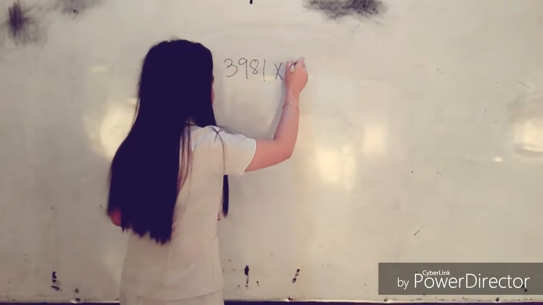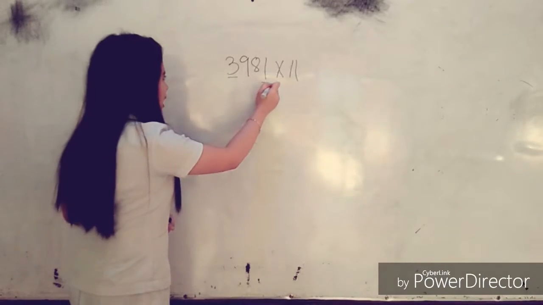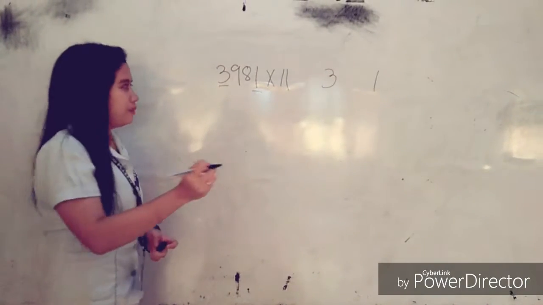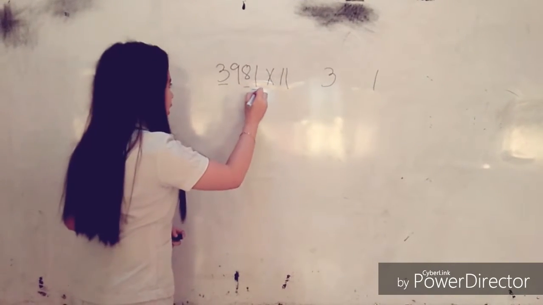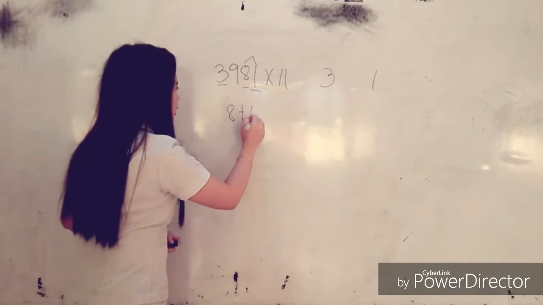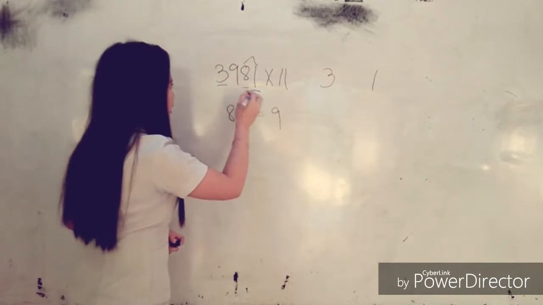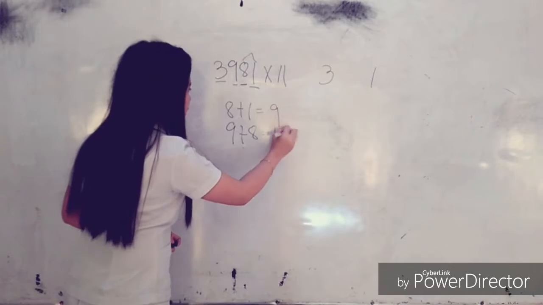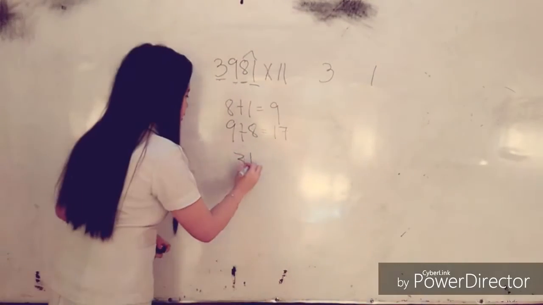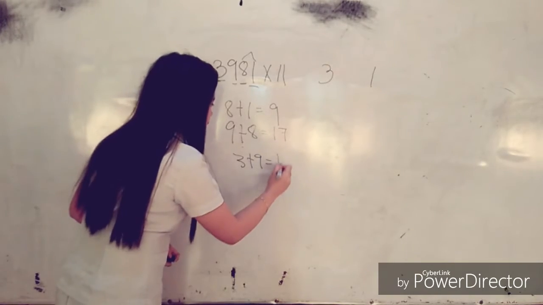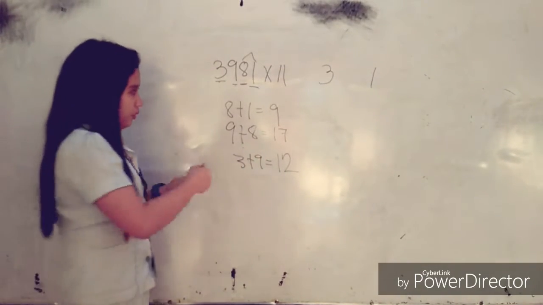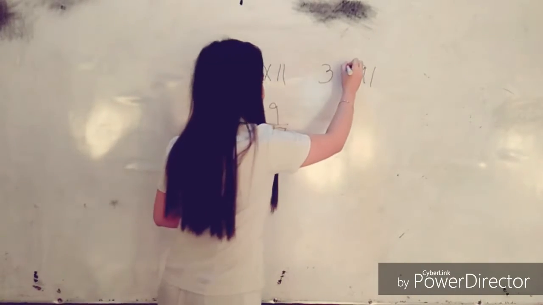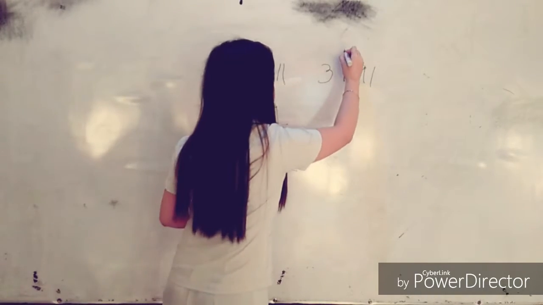3,981 times 11. So, first, copy the first and last digit, which is 3 and 1. Second, add 8 and 1, which is 9. And 9 plus 8 is equal to 17. And 3 plus 9 is equal to 12. So, we put 9 here beside 1. Then 17 here. Then 12.